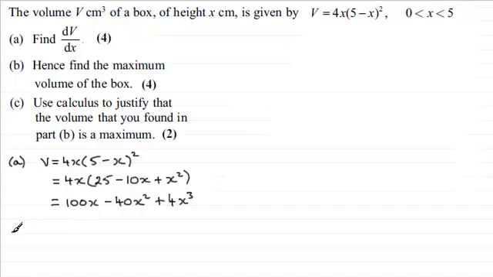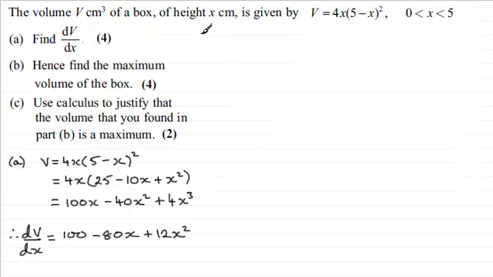Now we're in a position to differentiate this, and so we can find dV/dx. If we differentiate this with respect to x, the first term just goes to 100. As to the next term, 2 40s are 80, we get −80, reduce the power by 1 and you get x. Then we get plus 4 3s are 12, reduce the power on the x by 1 and you get 12x². Okay, so there we go, there's part A.